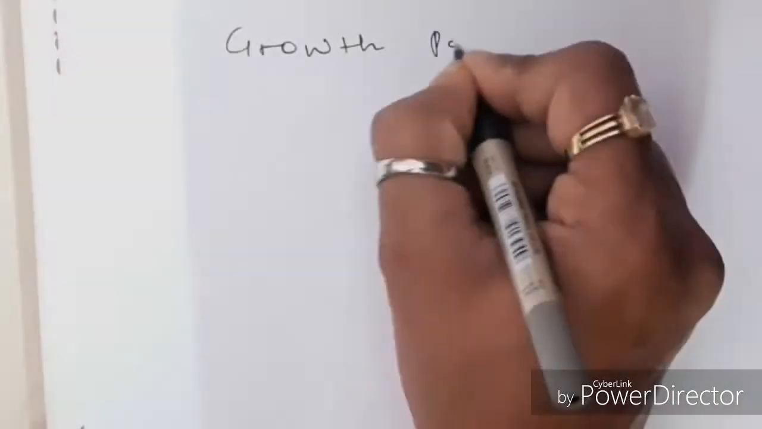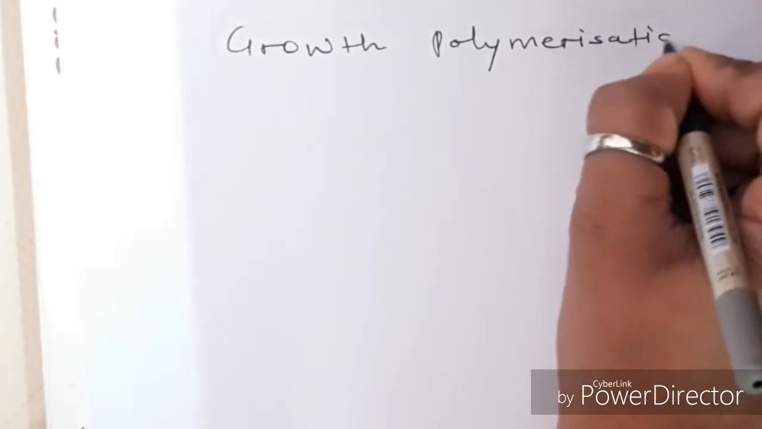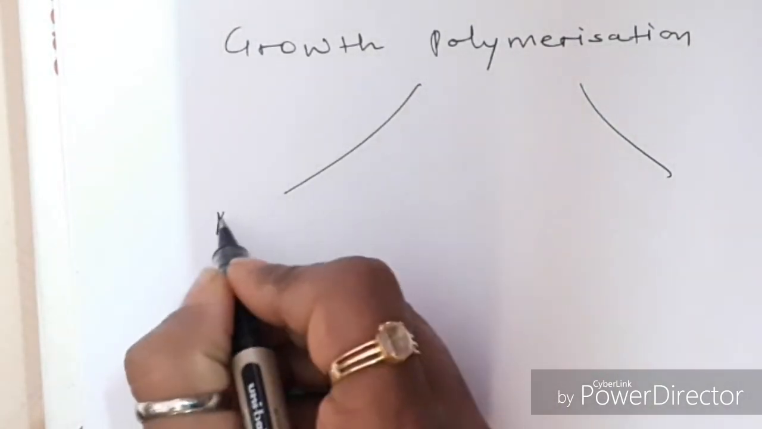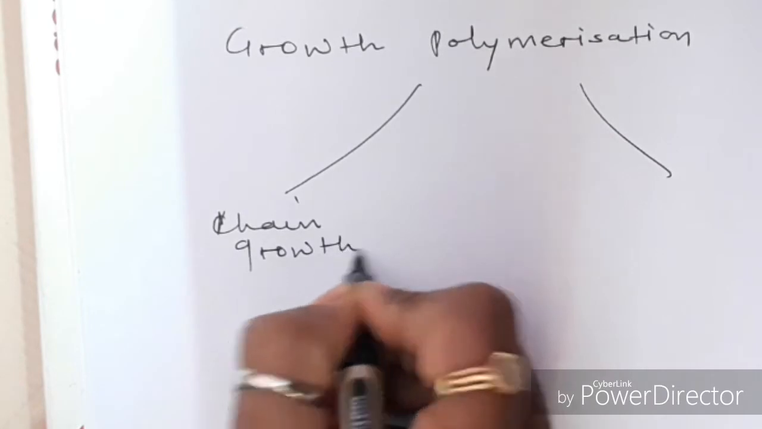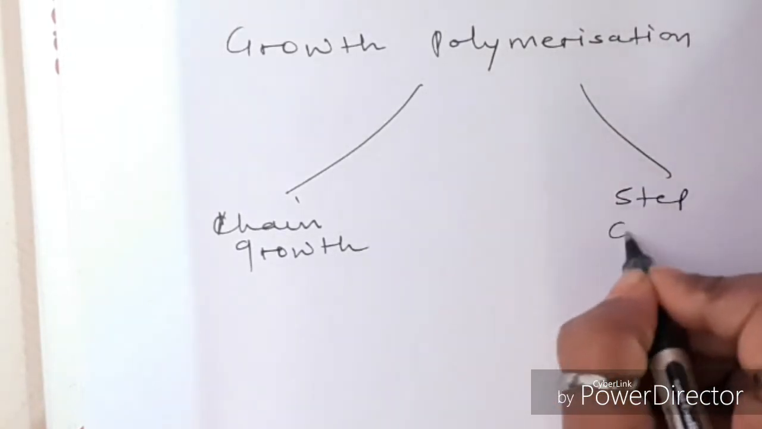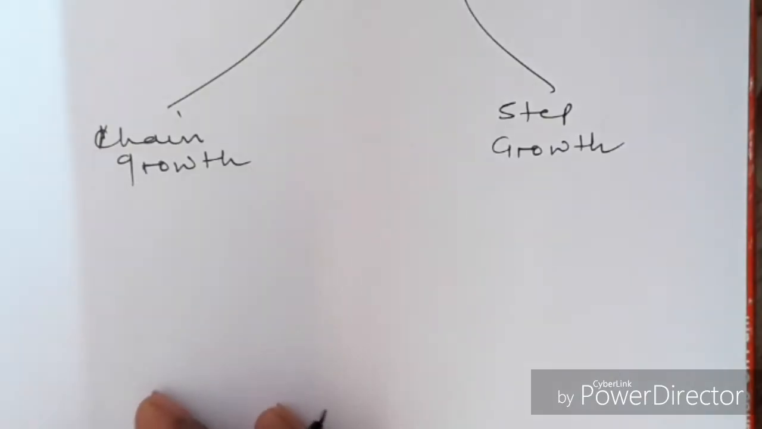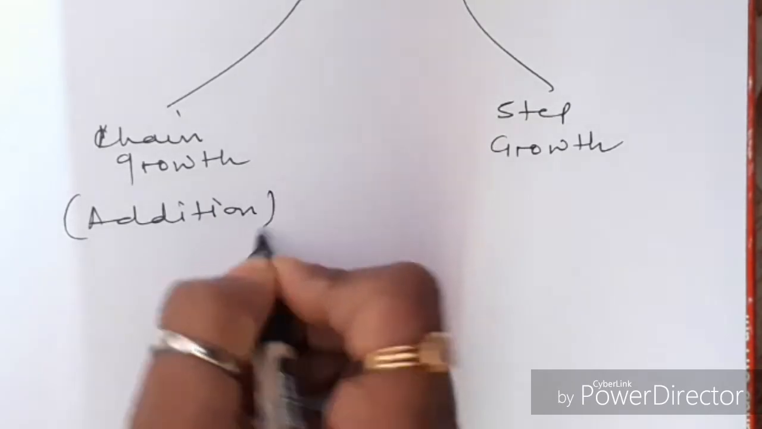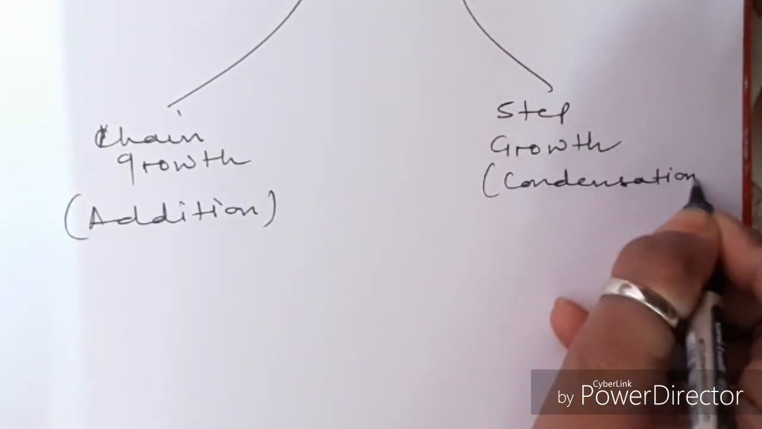The last, growth polymerization, is the last one. Now in growth polymerization you can have 2 types. The first one is going to be your chain growth polymerization, which means the chain is going to become bigger and bigger. The step growth polymerization is the one in which different types of functional groups are obtained. Let's go to the first one. It's also called addition, and this one is also called as condensation polymerization.